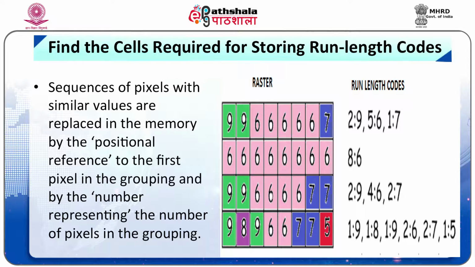Now when we look at the figure, you find that in the first row, we have 2, 9, 5, 6, 1, 7. Second row has 8, 6. Third row has 2, 9, 4, 6 and 2, 7. Fourth and last row has 1, 9, 1, 8, 1, 9, 2, 6, 2, 7, 1, 5. So these are the numbers representing groups.